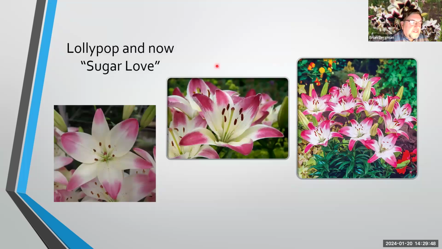Then we have Lollipop, and now they've introduced Sugar Love, so be careful. Again, we've got similar colored flowers, but the shape of the flower tells the difference. Lollipop's been around. It's a very short border lily. It does grow well in the garden, so it's not just a container lily. But they've introduced Sugar Love, and they've sort of made the names similar enough so that you can get mixed up. Next slide.